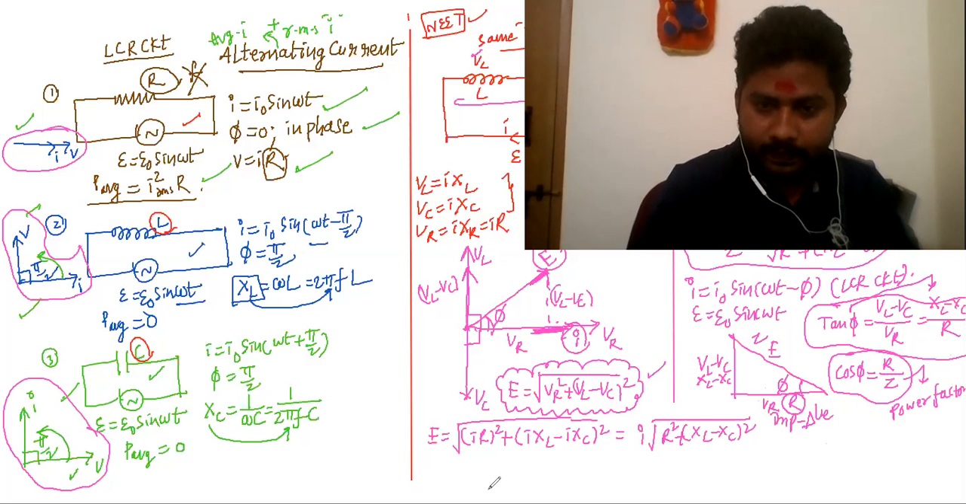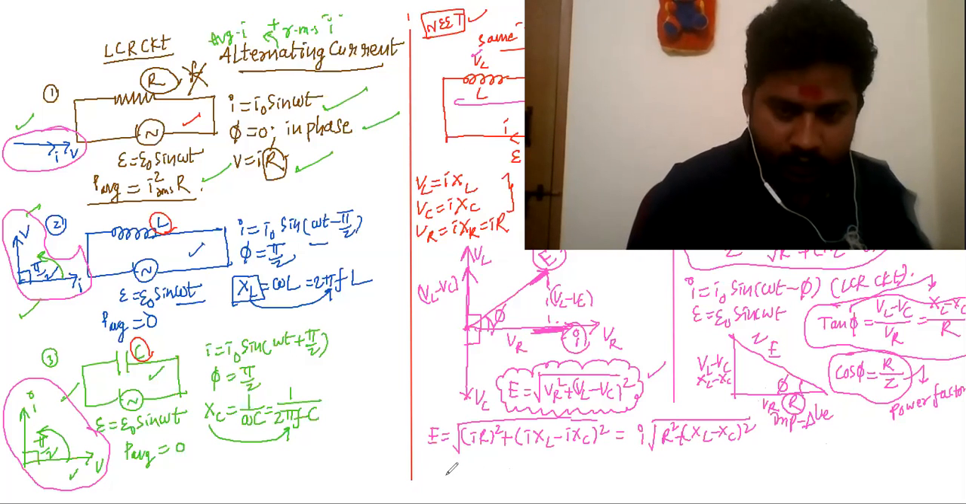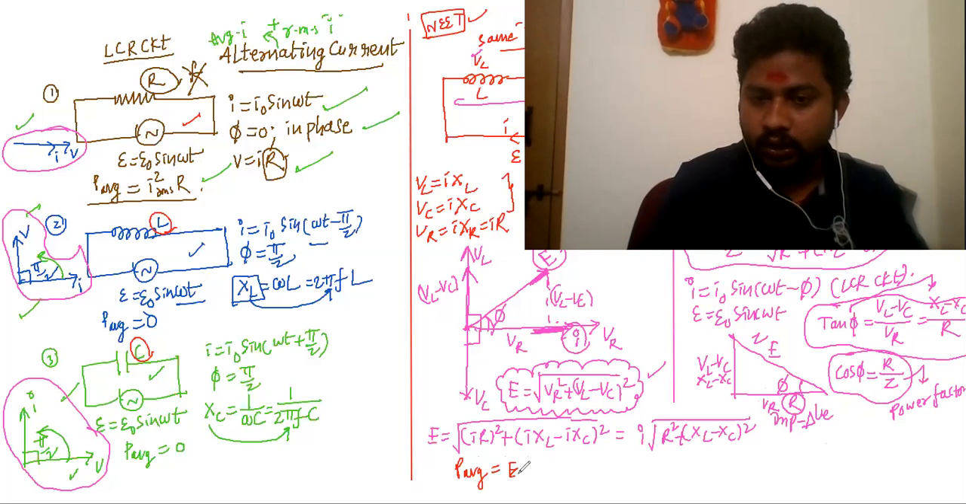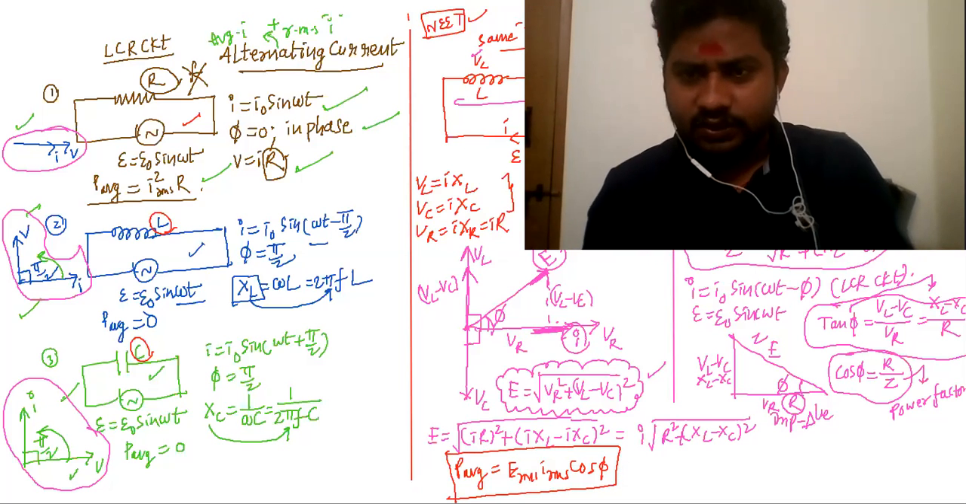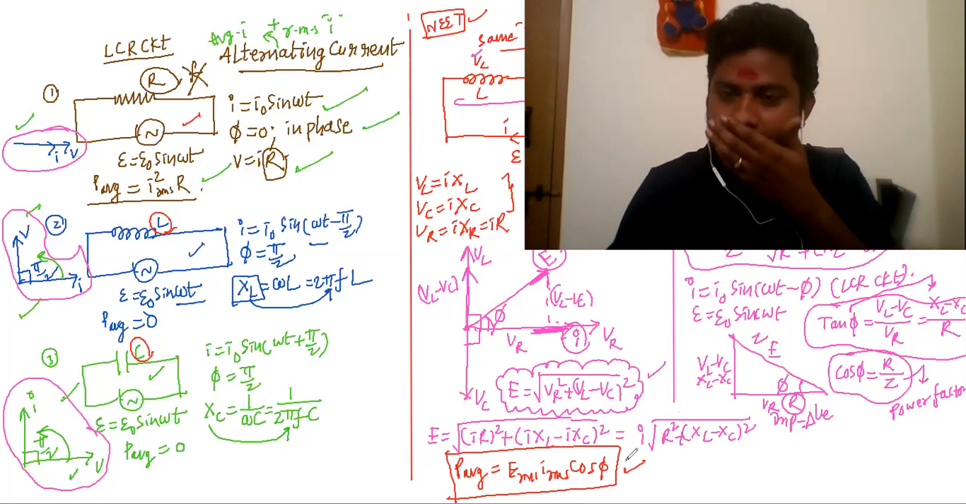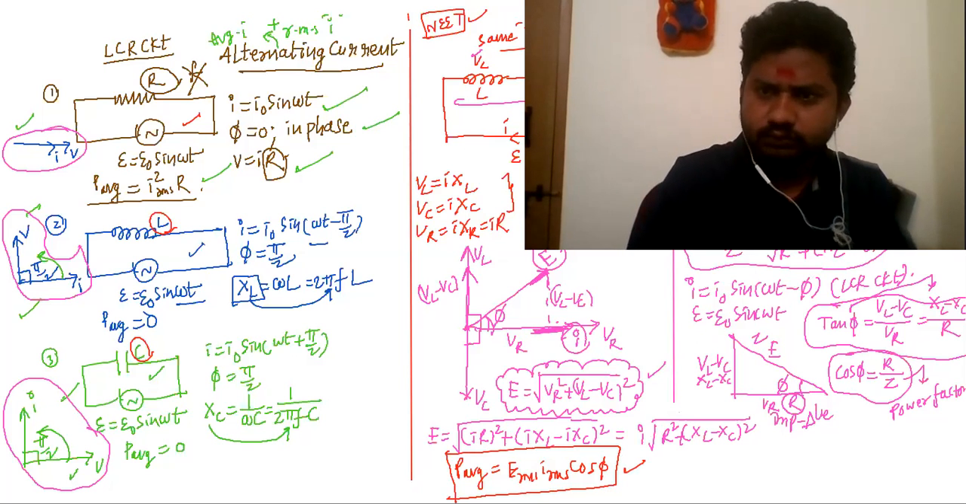Now, one important thing I would like to inform here. The average power in an LCR circuit will be equal to E RMS into I RMS into cos phi. E RMS into I RMS into cos phi. So this is the average power concept, my dear children. It is so simple. Just try to understand the formula and this value here.